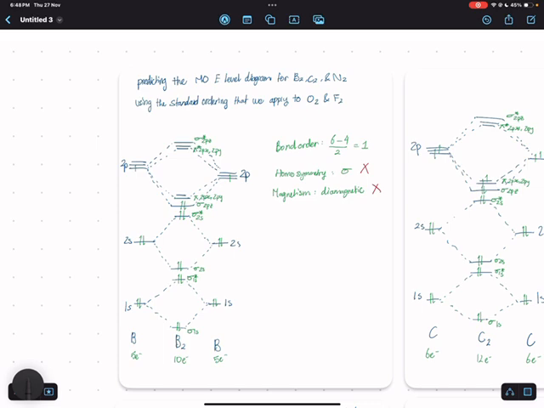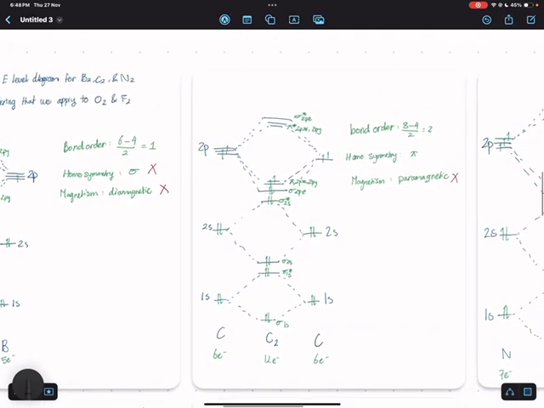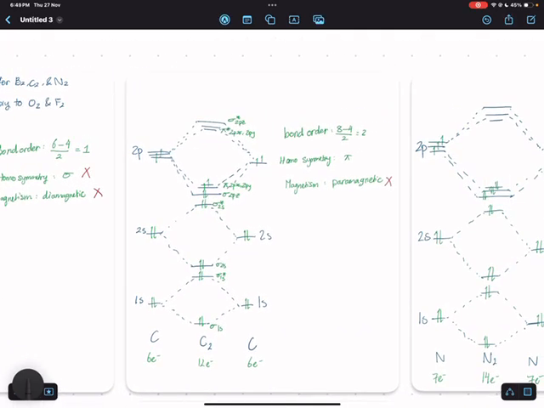So after drawing the MO diagram for B2 using the standard ordering, we can calculate that the homosymmetry is sigma, magnetism is diamagnetic. So both of these predictions are actually incorrect when compared to experimental data. Moving on to C2, the standard ordering gives a homosymmetry pi, magnetism paramagnetic. Here, the magnetism prediction is wrong. Experimentally, C2 is diamagnetic.